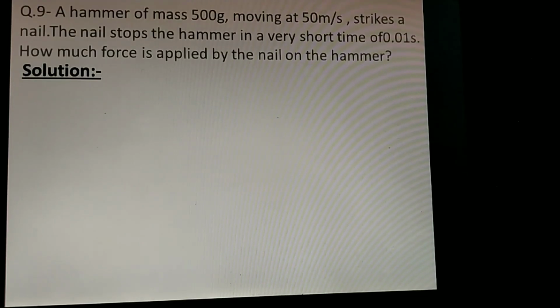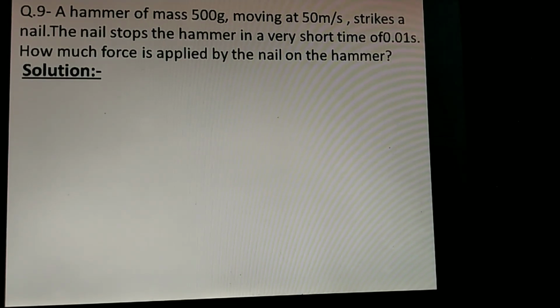Now moving to the next: a hammer of mass 500 gram moving at 50 meter per second strikes a nail. The nail stops the hammer in a very short time of 0.01 second. So it is stopping, keep in mind. Then the final velocity will be 0. So how much force is applied by the nail on the hammer?